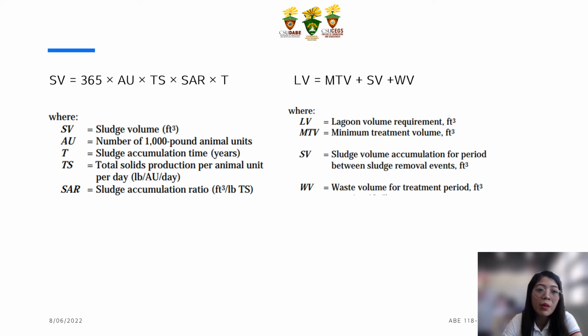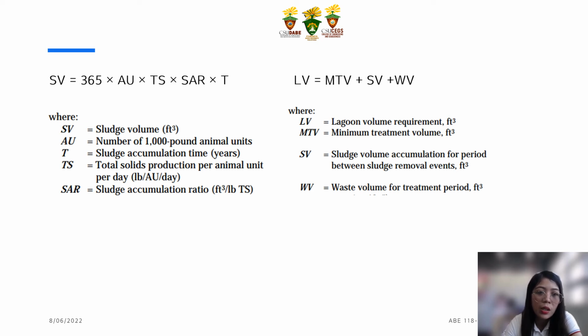So to maintain the minimum treatment volume, or the MTB, the volume of the sludge accumulation over the period of time between sludge removal must be considered. Lagoons are commonly designed for a 15 to 20 year sludge accumulation period. The sludge volume, or the SB, can be determined using this equation: SB is equal to 365 days times AU times TS times SAR times the T.